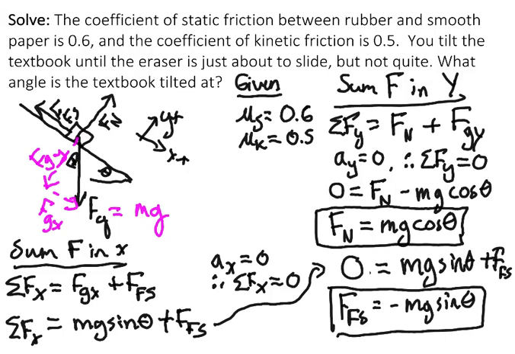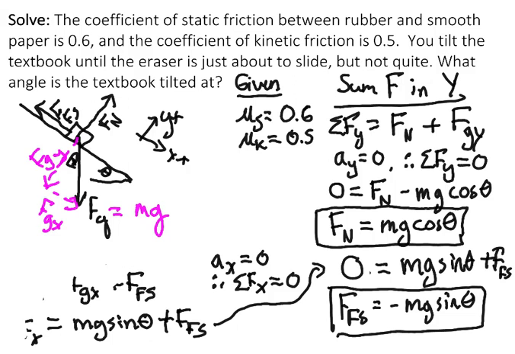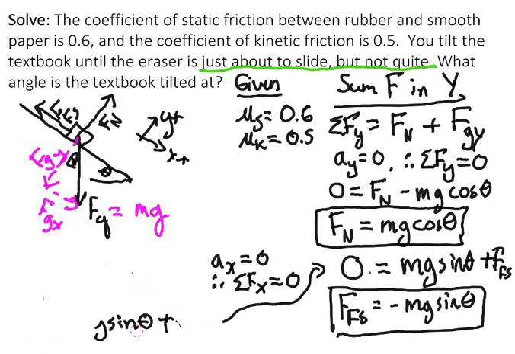All right, but we still don't know mass and we still don't know theta. We're trying to actually solve for theta. Well, there's one thing we haven't used yet, and that is the equation for the maximum static friction force. Because I know that this is just about to slide, but not quite, that's a really helpful piece of information because it tells me that I can use the maximum static friction force equation. I can say that I'm just about at the point of slipping, but not quite.